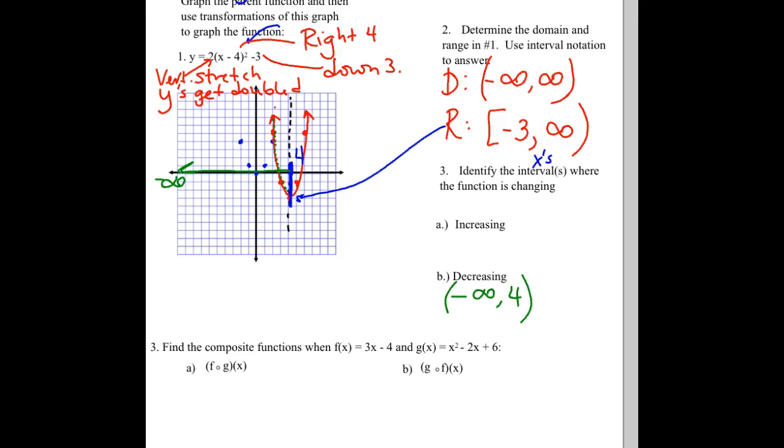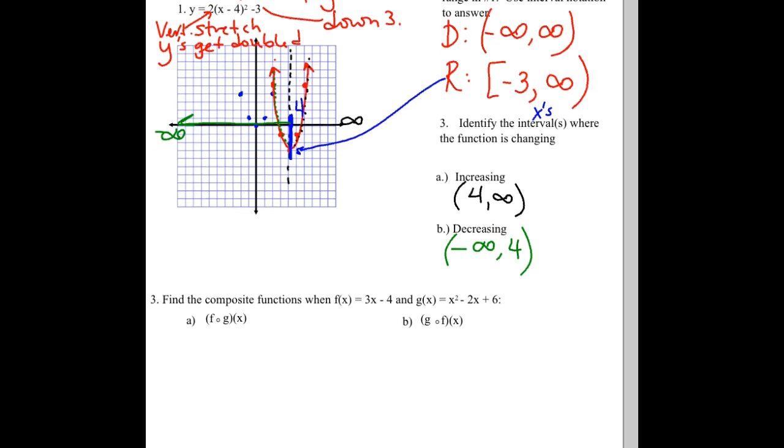But if I look at everything on the right-hand side, now my y values are going up as I move to the right. So from 4 to positive infinity, my graph is increasing. So you really want to look at where there is a change in what your graph is doing, and then bring that up to the x-axis to see where your intervals are going to start and stop.